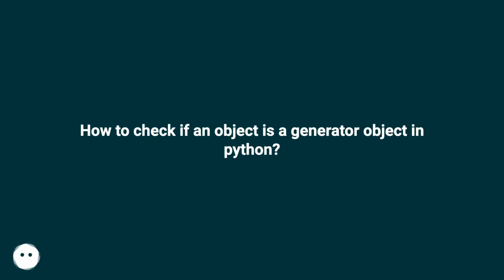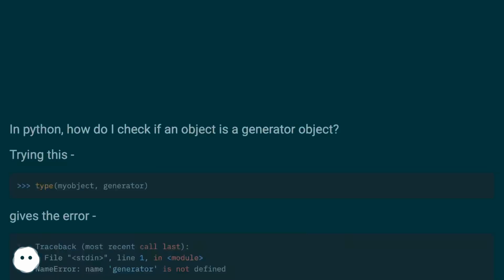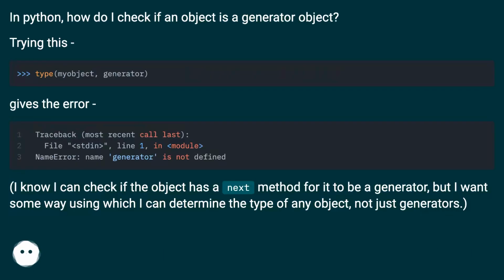How to check if an object is a generator object in Python? In Python, how do I check if an object is a generator object? Trying this gives the error.